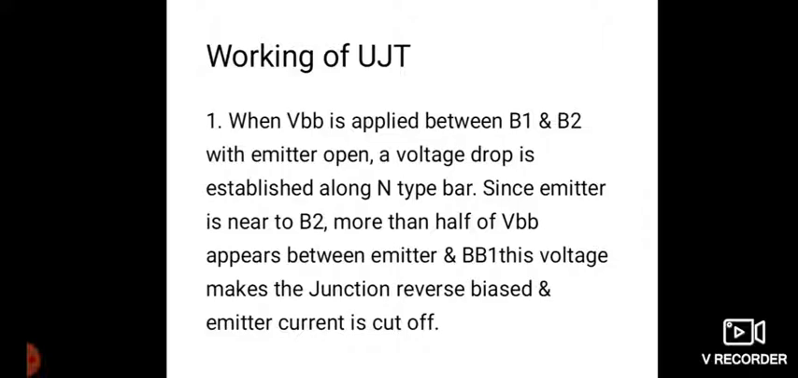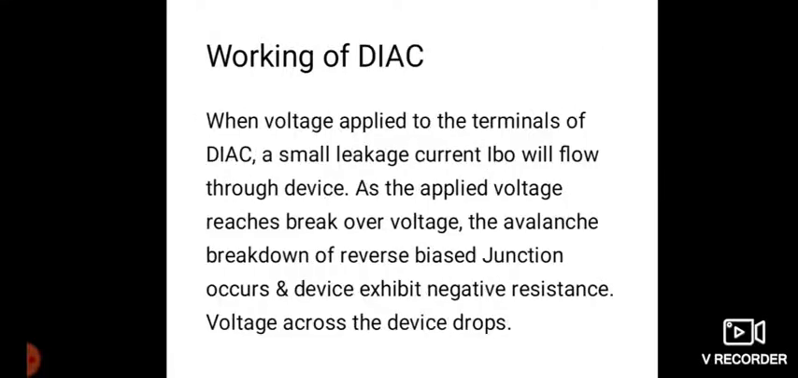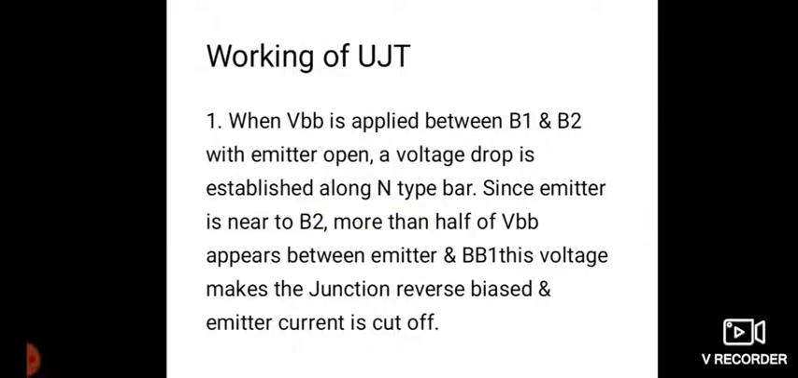Then coming to the working of UJT. First, when VBB, that is the voltage between base 1 and base 2, is applied with the emitter open, a voltage drop is established along the N type bar. Since the emitter is near to B2, more than half of VBB appears between the emitter and base 1. This voltage makes the junction reverse biased and the emitter current is cut off.